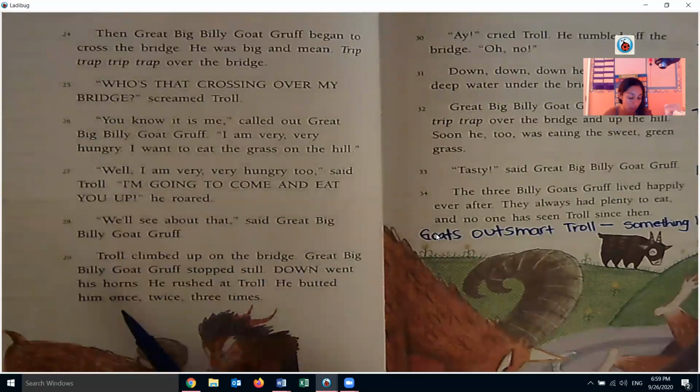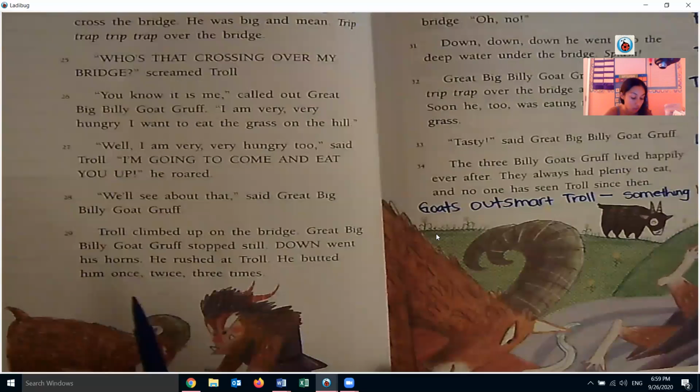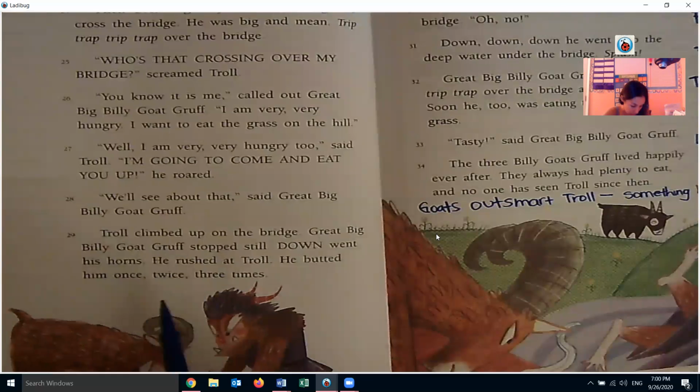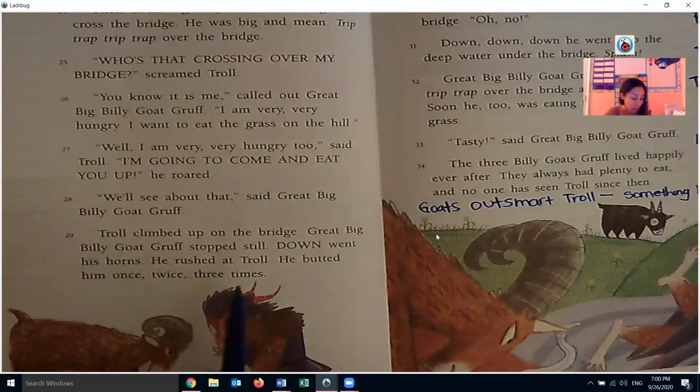Troll climbed up on the bridge. Great big Billy Goat Gruff stopped still. Down went his horns. He rushed at Troll. He butted him once, twice, 3 times.